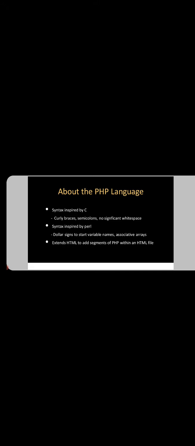So PHP is generally almost equivalent to the syntax of C language. So curly braces, semicolons, no significant white spaces. So almost PHP follows C language. Why? Because it is also case sensitive, and we are using curly braces in PHP also, a semicolon at the end of each and every statement, and no white spaces are allowed.